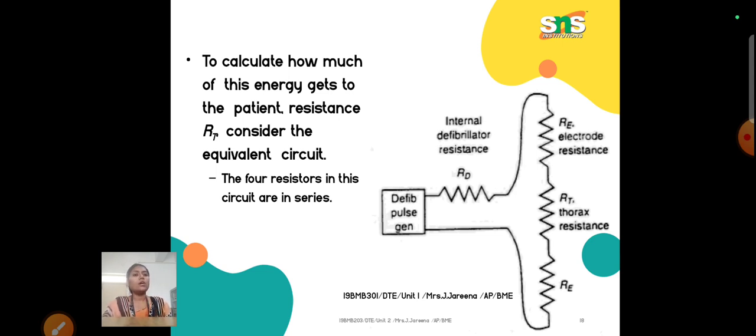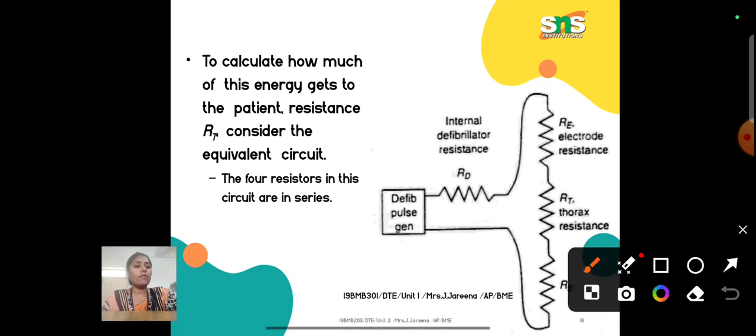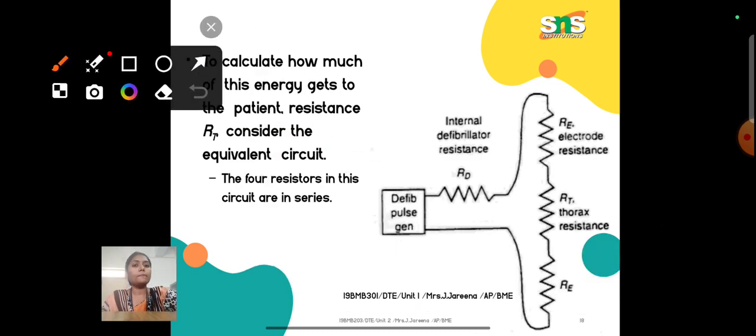Okay, so let's see the different types of resistance we should consider when we are designing or setting or choosing the energy. Actually, we have four sets of resistance to be considered. One is the internal defibrillator resistance. The defibrillator device itself has its own resistance. So when the energy is coming out of the defibrillator, it has to pass through this resistance, so there will be some energy drop while it is crossing. That will be the first resistance.